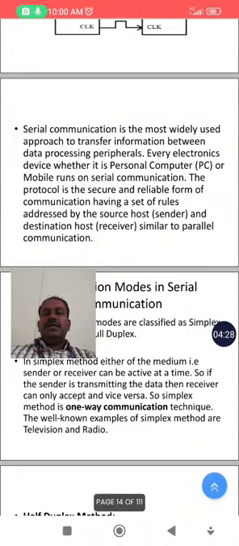Serial communication is the most widely used approach to transfer information between data processing peripherals. Every electronic device, whether a personal computer or a mobile, runs on serial communication. The protocol is a secure and reliable form of communication, having a set of rules addressed by a source, host, sender and a receiver, similar to parallel communication.